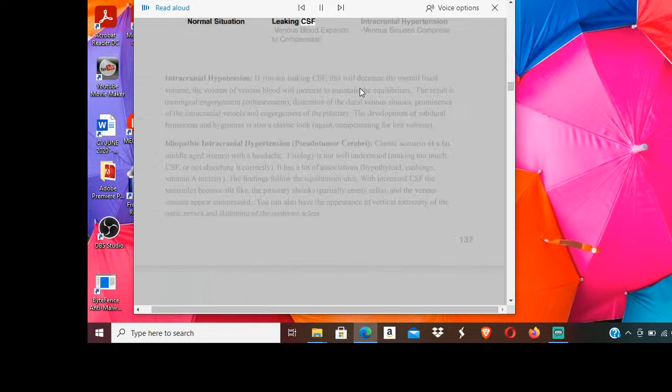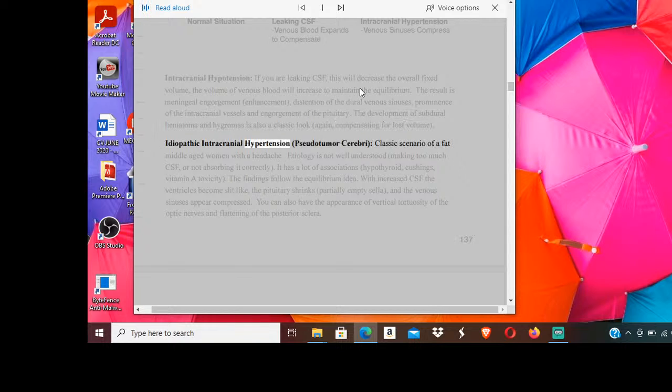Normal situation, leaking CSF, venous blood expands to compensate. Intracranial hypertension, venous sinuses compress. Intracranial hypotension, if you are leaking CSF, this will decrease the overall fixed volume, the volume of venous blood will increase to maintain the equilibrium. The result is meningeal engorgement, enhancement, distension of the dural venous sinuses, prominence of the intracranial vessels and engorgement of the pituitary. The development of subdural hematoma and hygromas is also a classic look, again, compensating for lost volume.